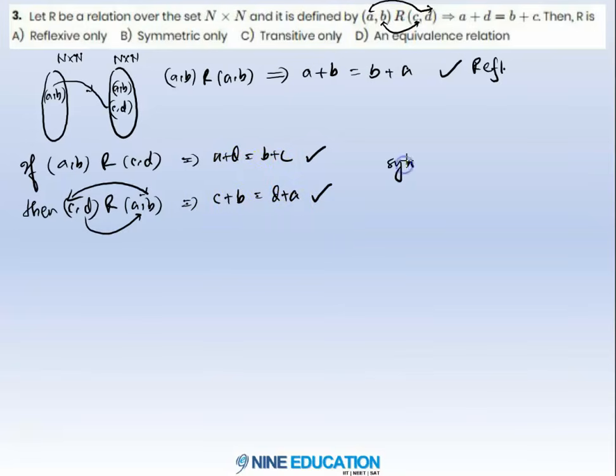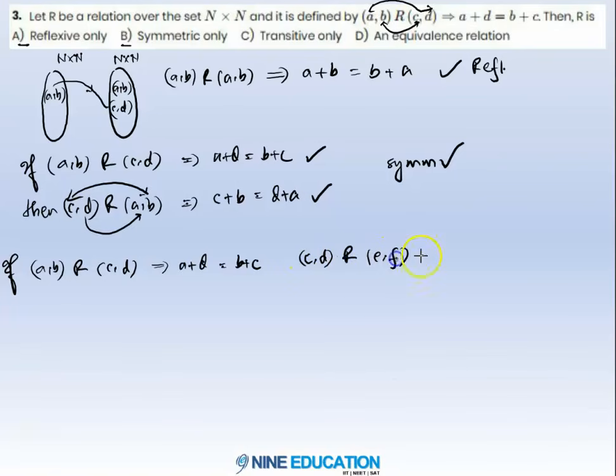So definitely this is a symmetric relation also. For transitive, if A comma B is related to C comma D, again I can write A plus D equal to B plus C. If this is the case and C comma D is related to some ordered pair E comma F, then with the same rule, C plus F is equal to D plus E. Since C comma D is the common thing between both these cases, A comma B must also be related with E comma F. So whether it is true or not, let us try to check.